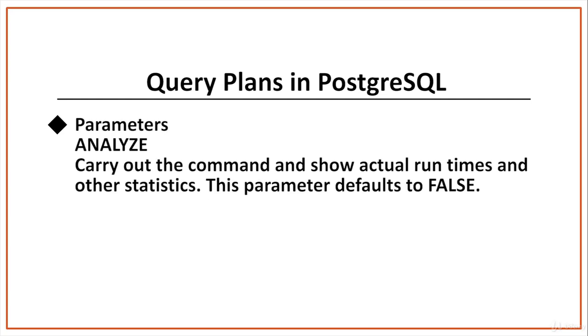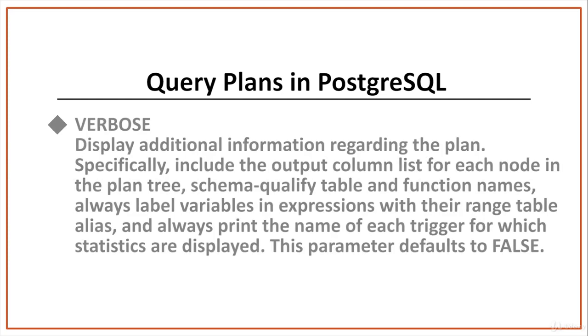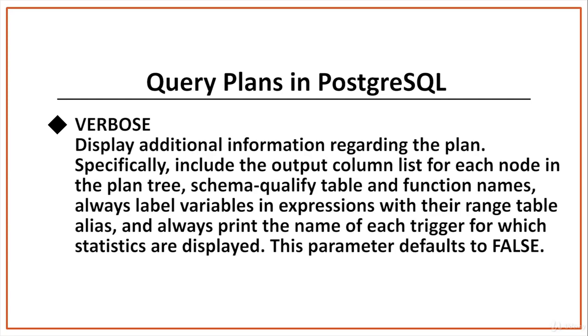Parameters: ANALYZE. Carry out the command and show actual runtimes and other statistics. This parameter defaults to false. VERBOSE. Display additional information regarding the plan. Specifically, include the output column list for each node in the plan tree, schema-qualify table and function names, always label variables and expressions with their range table alias, and always print the name of each trigger for which statistics are displayed. This parameter defaults to false.